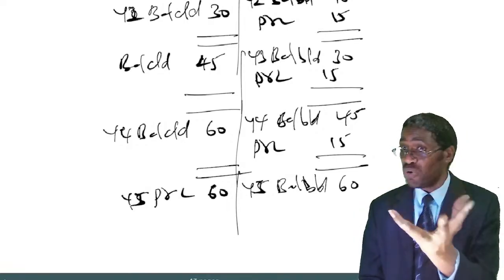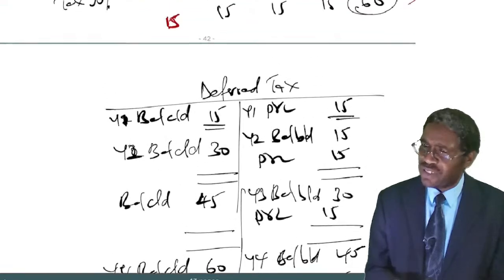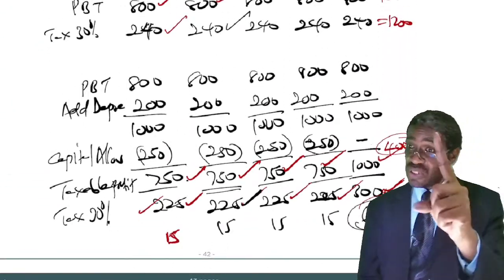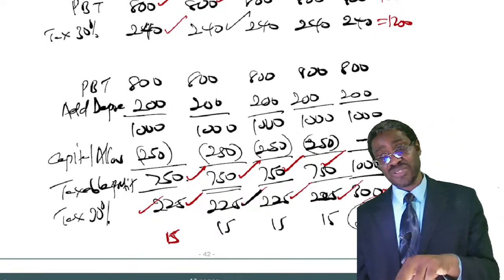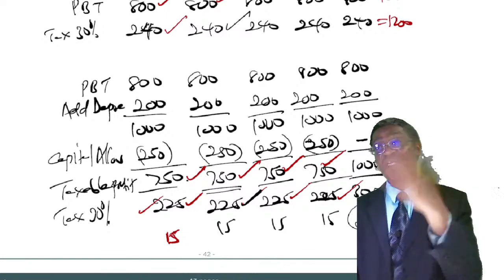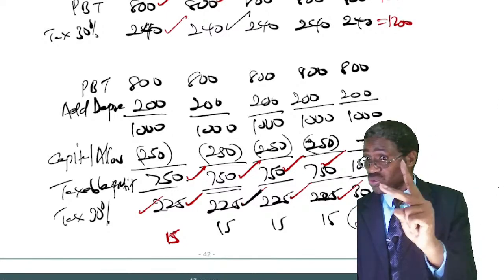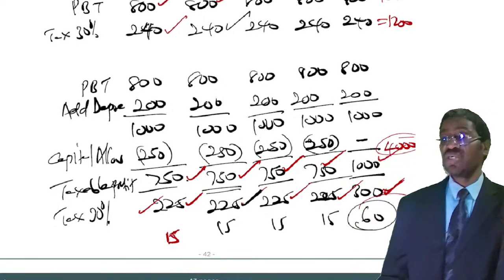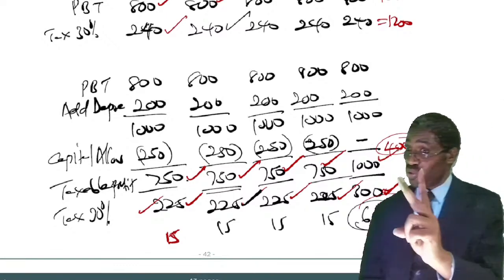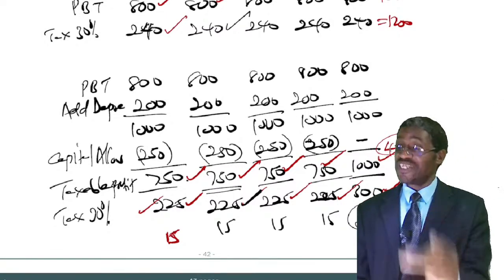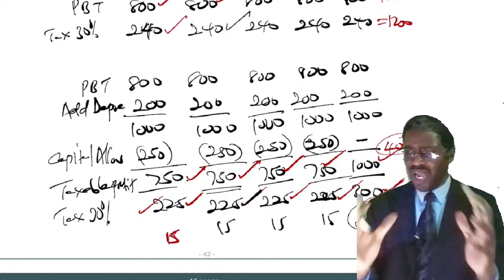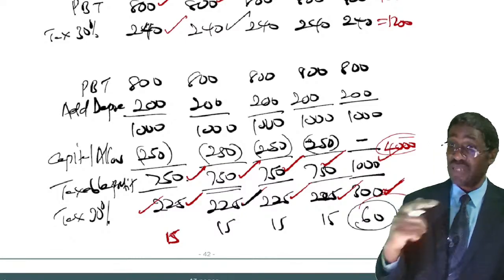I've used 2 simple examples. I've not complicated many other timing differences. I've only used 2. One is depreciation versus capital allowance. Otherwise, you know there are many other disallowables and there are many other allowables. I've only used 2. One, depreciation, and capital allowance. Good. And those 2, of course, I told you, they are part of the timing differences. Good. So now I hope you have understood how deferred tax comes about.